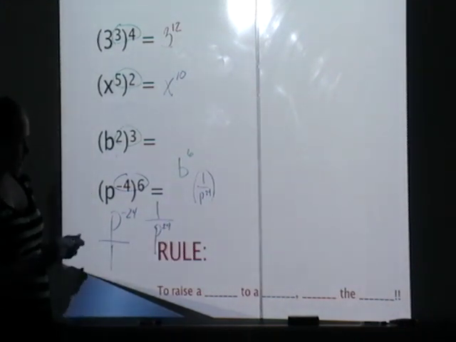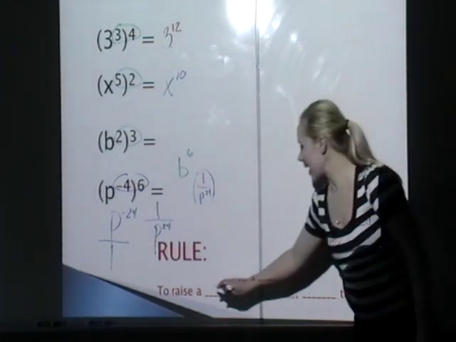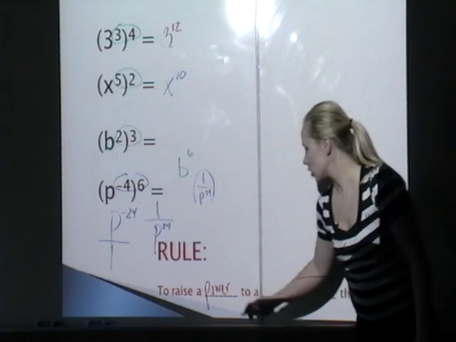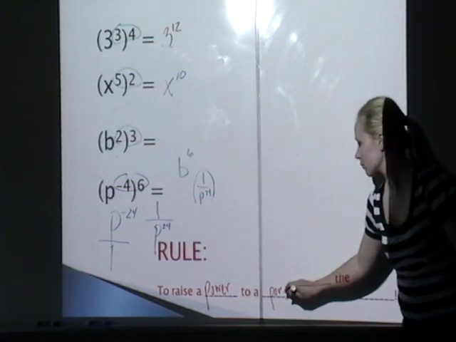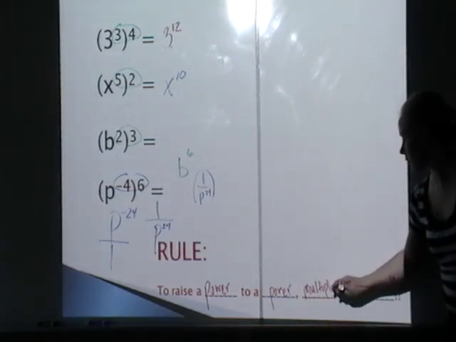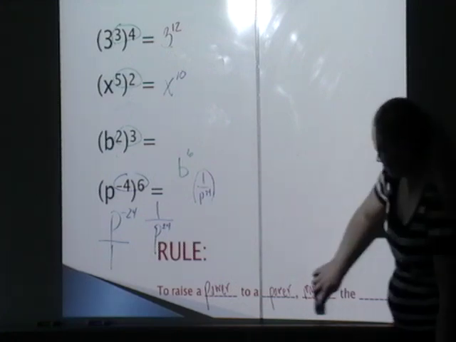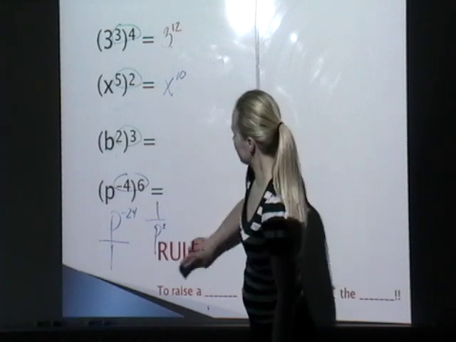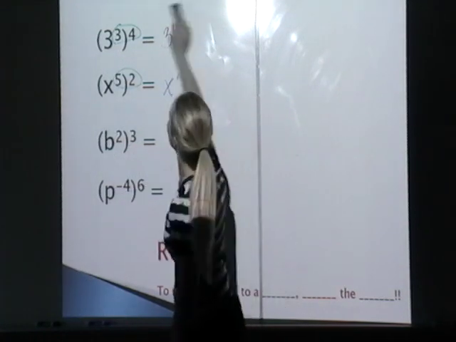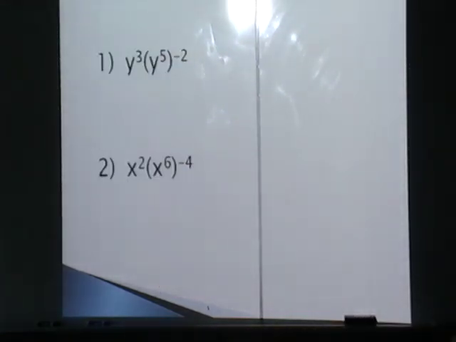So now taking a look at this, I can come up with a rule. My rule would be: to raise a power to a power, multiply the exponents. Awesome, now we came up with a rule. So let's do some examples. Okay, first example.